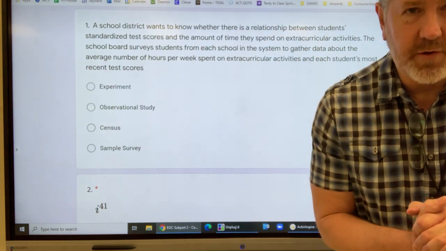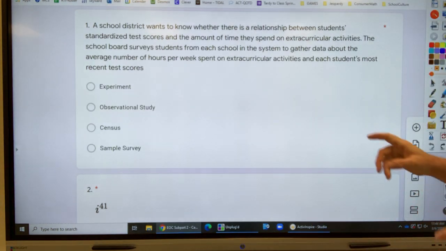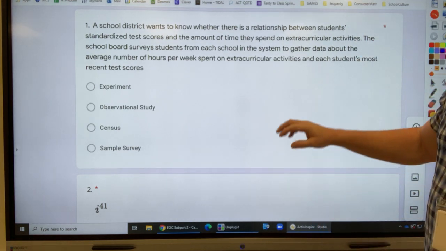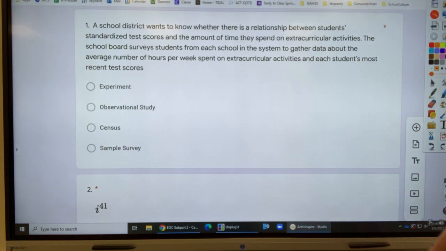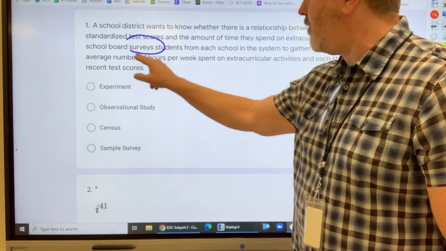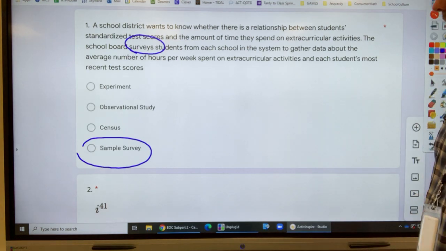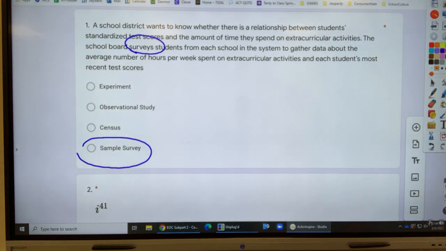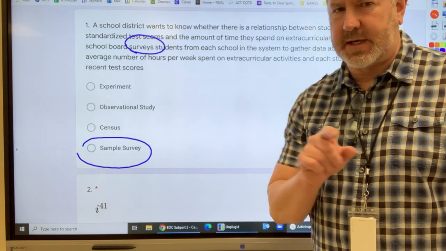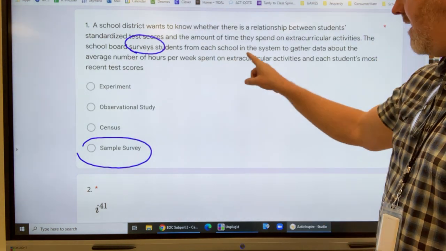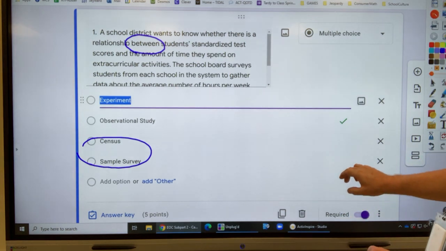Okay, so without further ado, let's start number one here. A school district wants to know whether there's a relationship between students' standardized test scores and the amount of time they spend on extracurricular activity. They survey students from each school in the system to gather data about the average number of hours. And I'm going to double check that, because maybe the word census might imply that they surveyed everybody. Let's take a look at that.